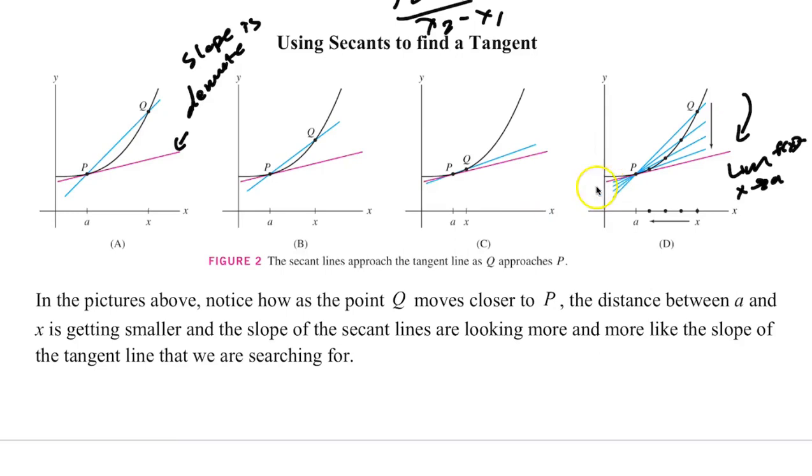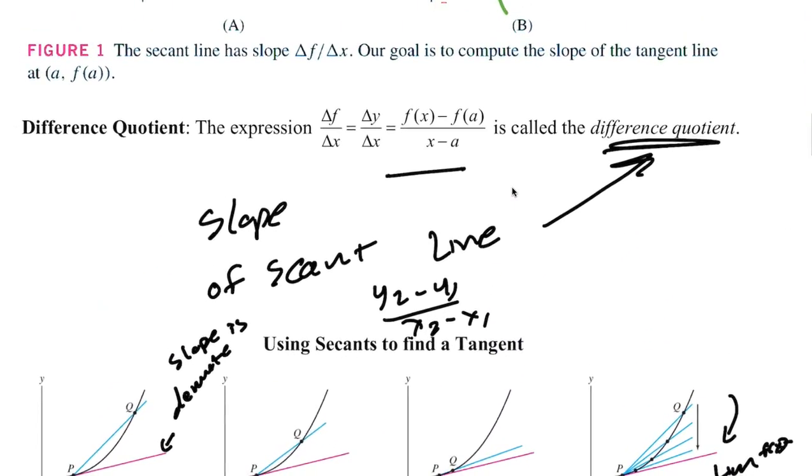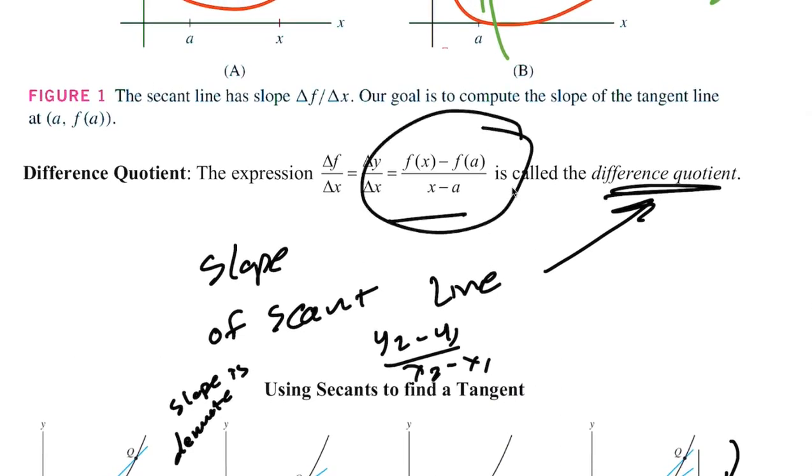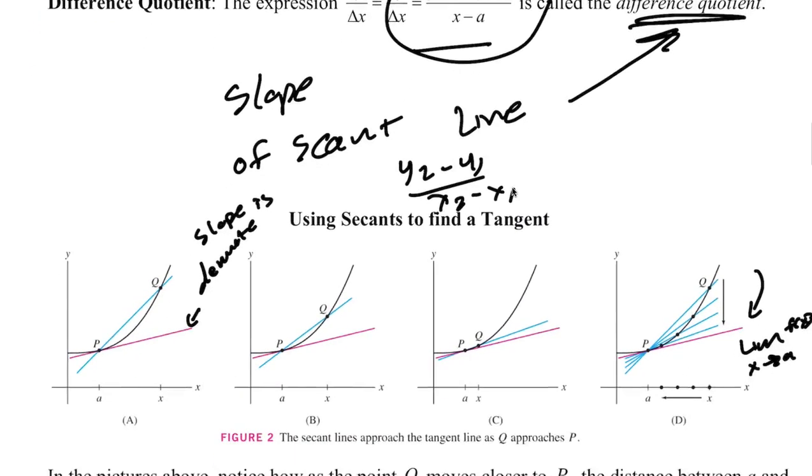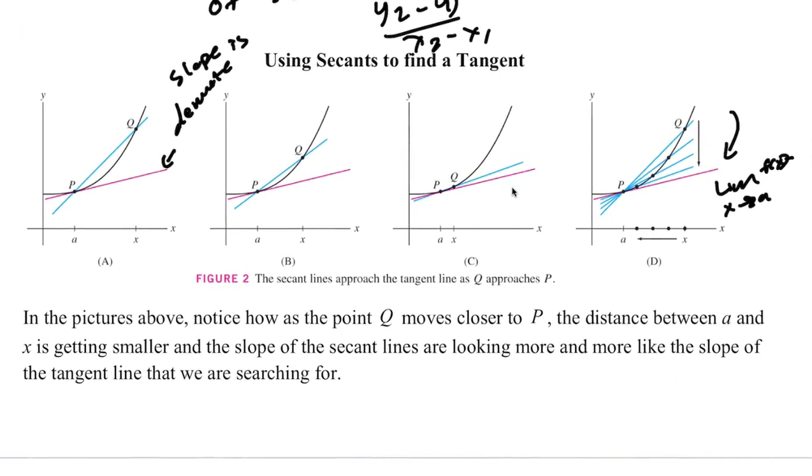So the limit of a difference quotient, and how do you find the slope? The slope is just the difference quotient. So if we take the limit of this guy, that's going to give us the derivative. That's kind of the idea: you take the slopes of all these things, you look at their limit, what's it going toward? It's going toward that tangent line right there. So in the pictures above, notice how Q moves closer to P, the distance between A and X is getting smaller, and the slope of a secant line looks more and more like the slope of that tangent line we are searching for. So that's kind of the idea.